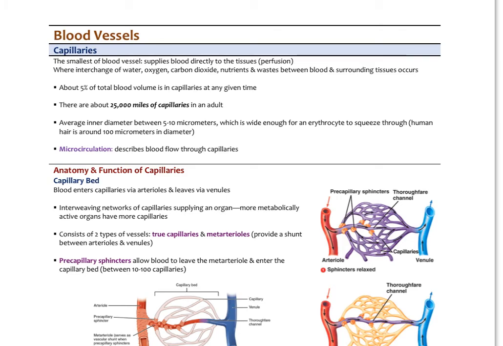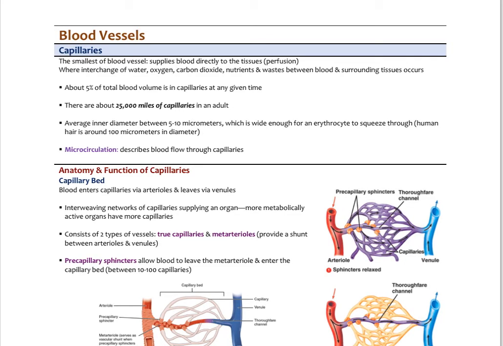The average inner diameter is only 5 to 10 microns, which is just wide enough for a single erythrocyte to squeeze through. By comparison, the average human hair is about 100 microns, 10 times the size of the average capillary.